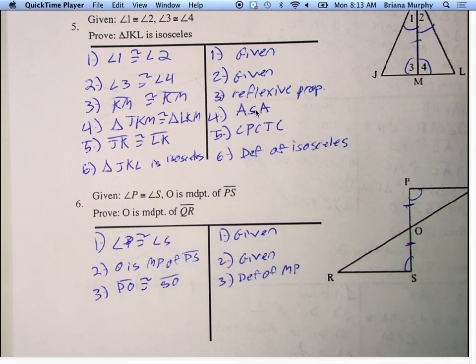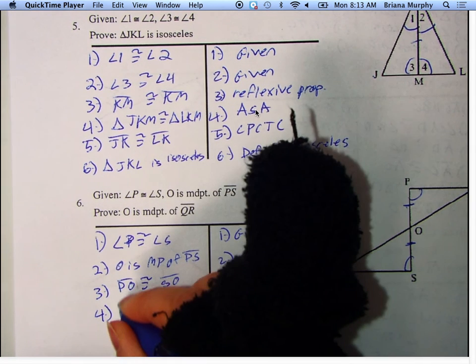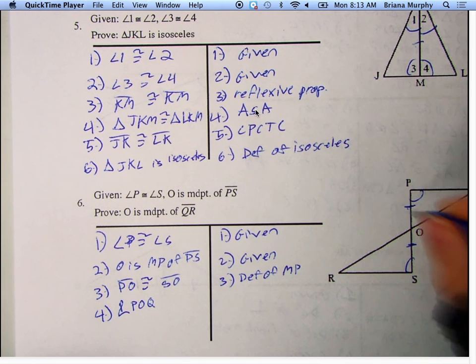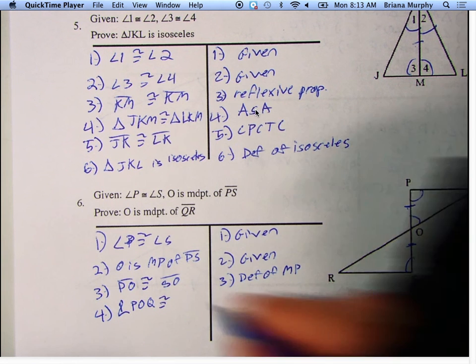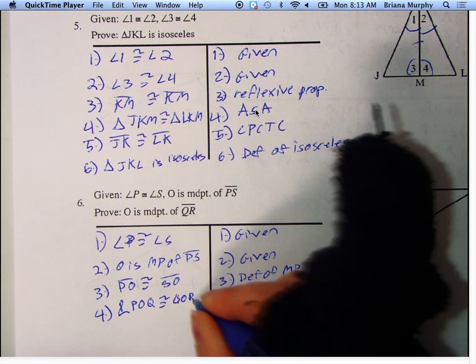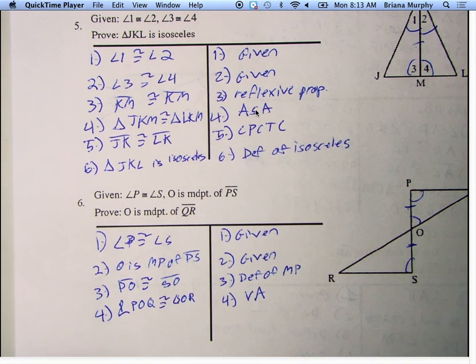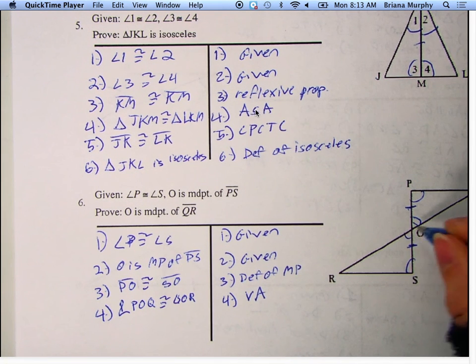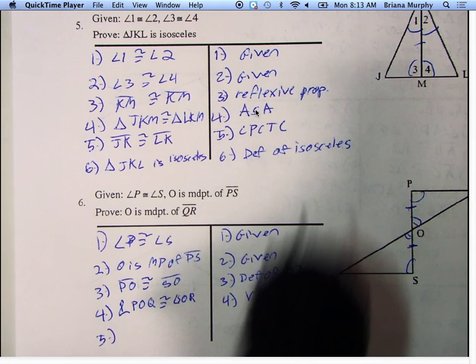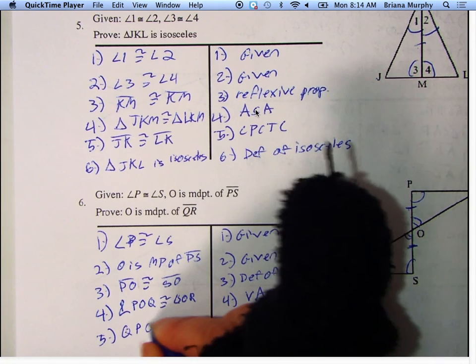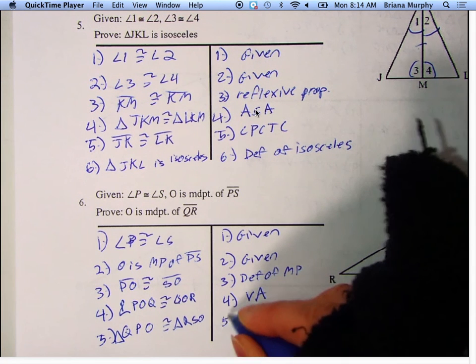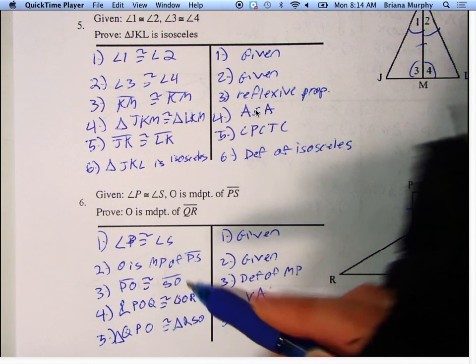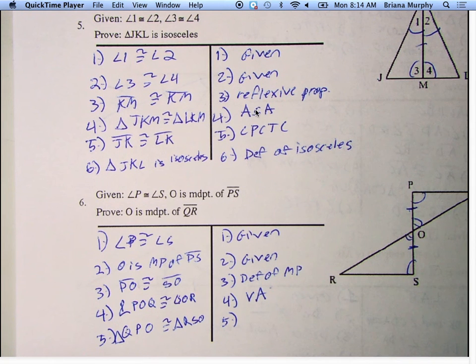Okay, you can use vertical angles now. You can say angle POQ, right here, is congruent to angle SOR by vertical angles. Now, are those triangles congruent? Yes. By what? Side angle. So, triangle QPO is congruent to triangle RSO? Vertical angles, or angle POQ is congruent to angle SOR? Angle side angle.